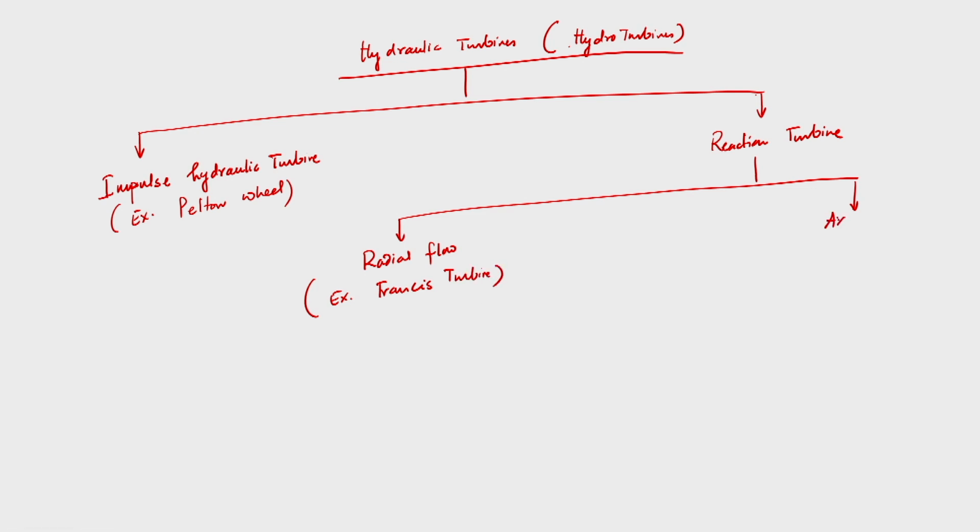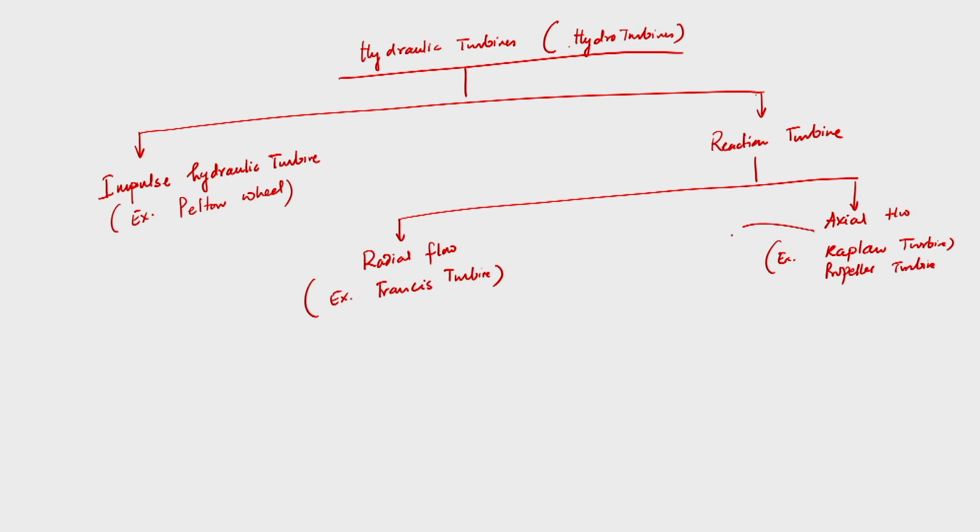Another category is known as the axial flow turbine, an example of which is the Kaplan turbine. These are the names of scientists and engineers, and to honor them the turbines are named like this, Francis turbine and Kaplan turbine. So, axial flow turbine, Kaplan turbine, propeller turbine, like this.